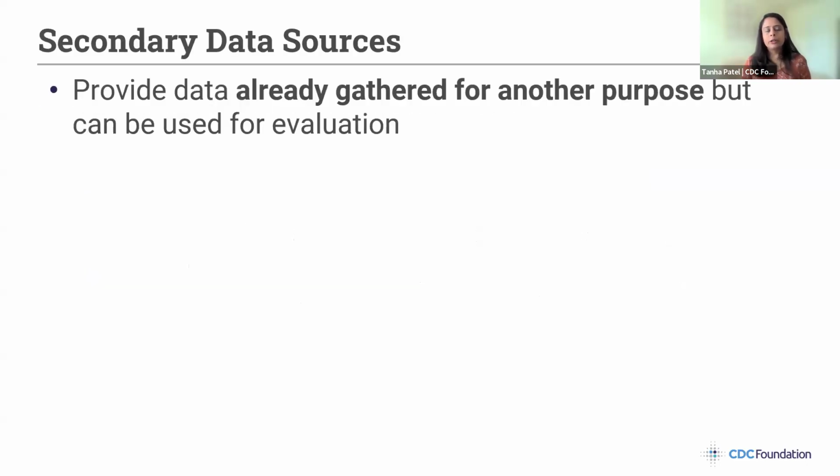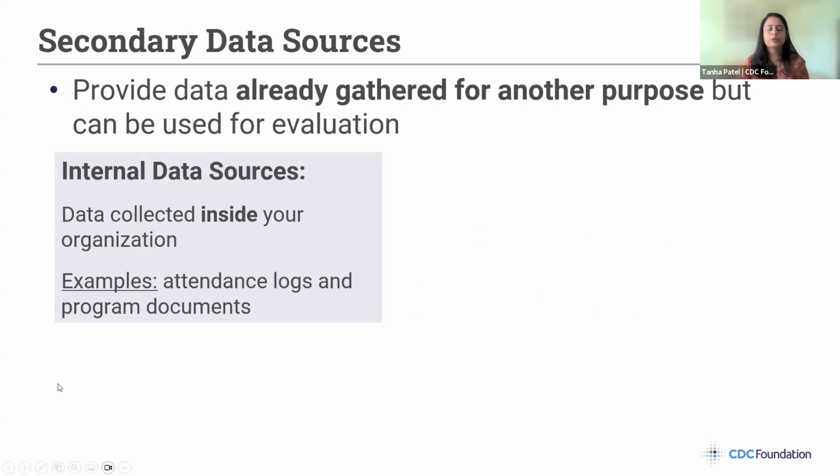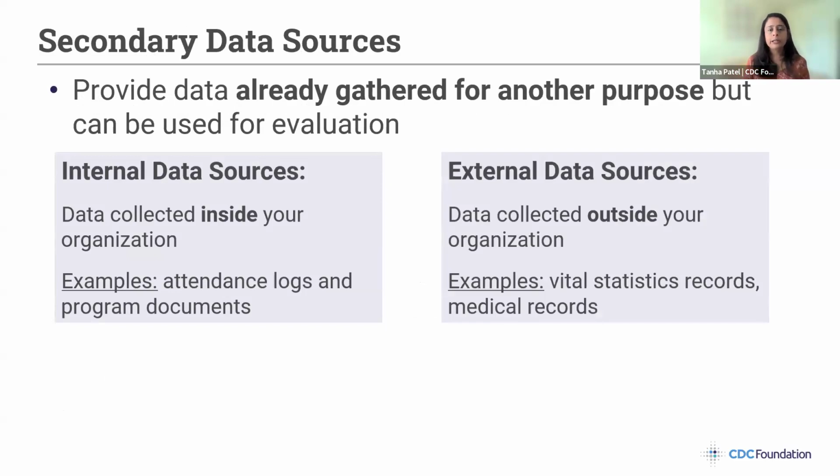Secondary data sources, on the other hand, are information that is already available and collected for another purpose, a purpose that is not originally the evaluation. Secondary data sources can be internal data that are collected inside the organization. These could be attendance logs, notes from staff meetings, your visitor logs, something that's already part of the routine of the organization. They can be external data collected outside the organization. These are things that are collected by your partner organizations, your community partners, state health records, or the hospital association, for example.